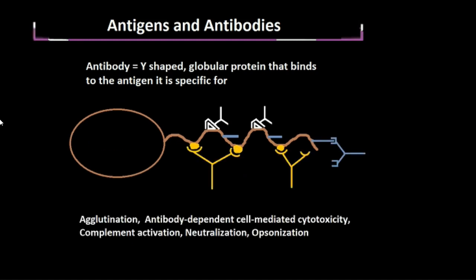Once an antibody binds to an antigen, there are several different things that can happen. And these things include agglutination, the neutralization of the pathogen, the opsonization of the pathogen, the activation of the complement system, and antibody-dependent cell-mediated cytotoxicity. In my next video, I'll be talking more about what happens in each of these events.